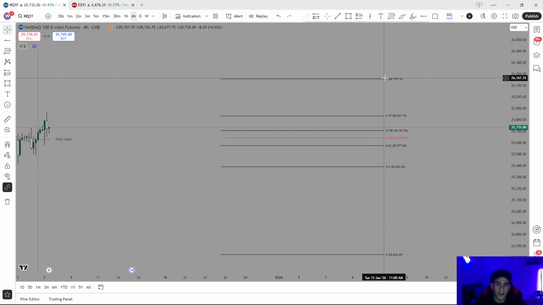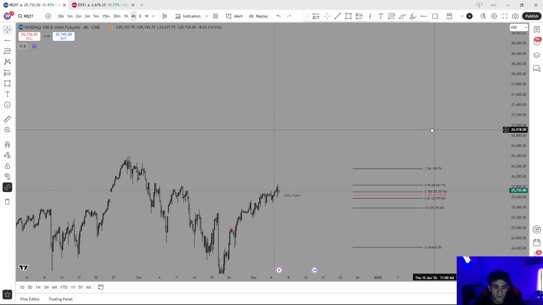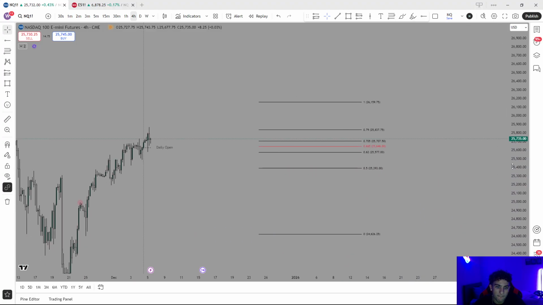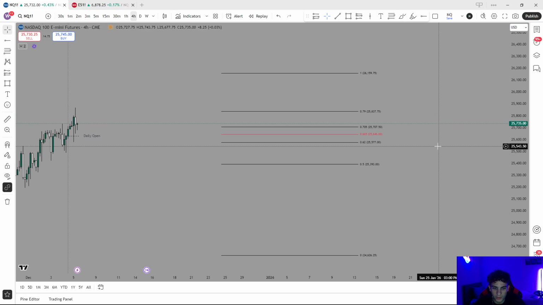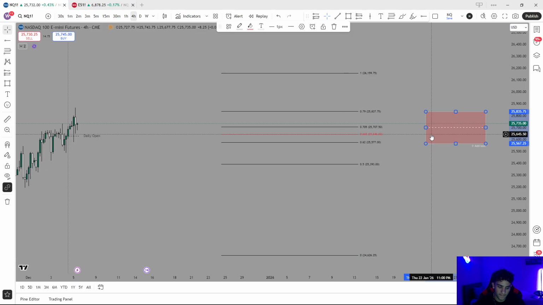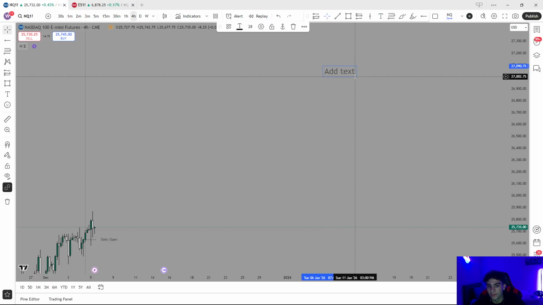0 and 1 are for the high and the low, which I forgot to go over. Thought I wrote it down somewhere. Guess I didn't. I'll go over that in a second. But 0 and 1 are for the high and the low of wherever you're going to draw it, which I'll show right now. And then 0.5 is equilibrium. We'll go over that as well. That is something you must know. And then 0.62 to 0.79 is our whole OTE range right here.